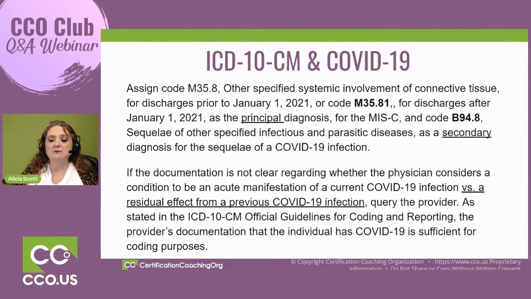We now have M35.81 for MIS. It doesn't distinguish adult or child, it's just MIS. And that'll be the principal diagnosis, M35.81. Then you're going to append also the late effect code B94.8, as this is the secondary diagnosis because it's a late effect of COVID-19. They got COVID-19, they got through COVID, but as a result, the sequela is M35.81, MIS.